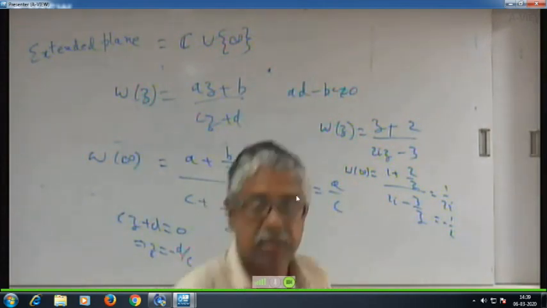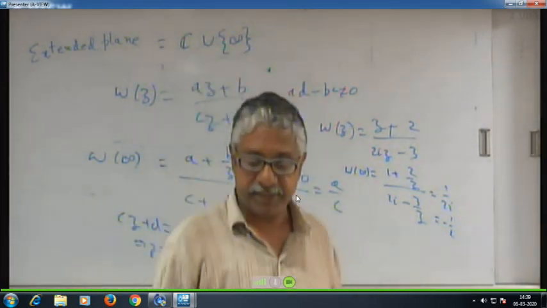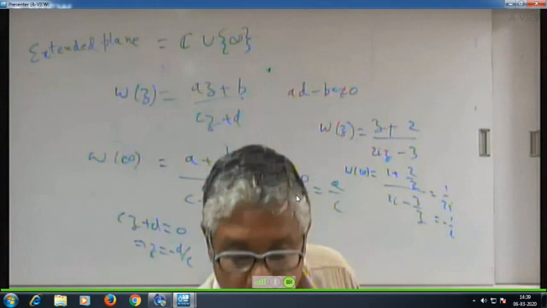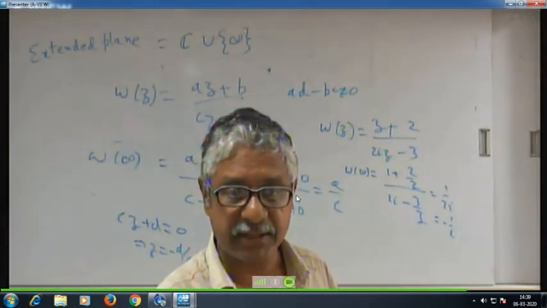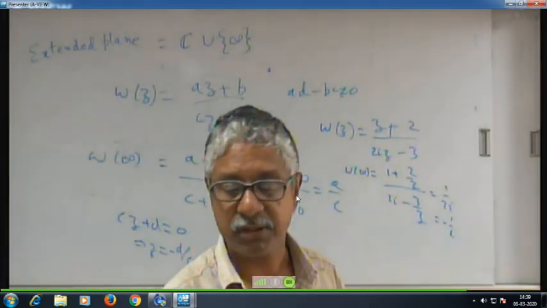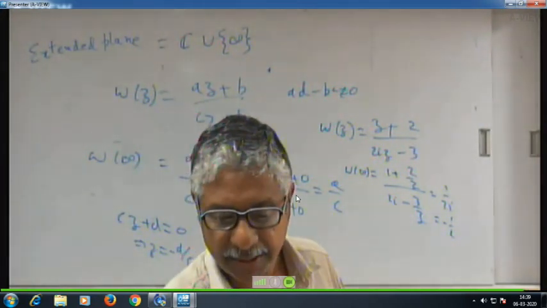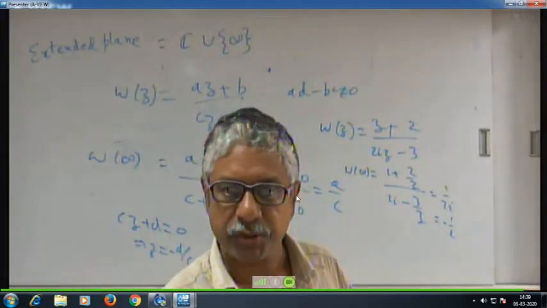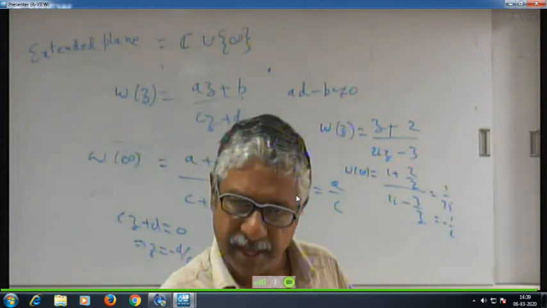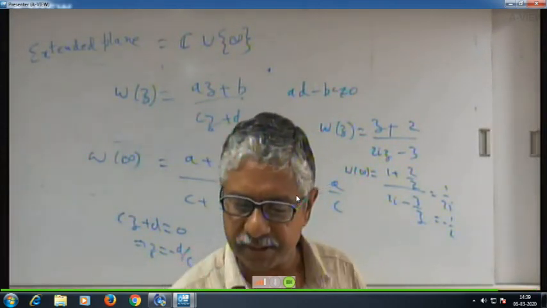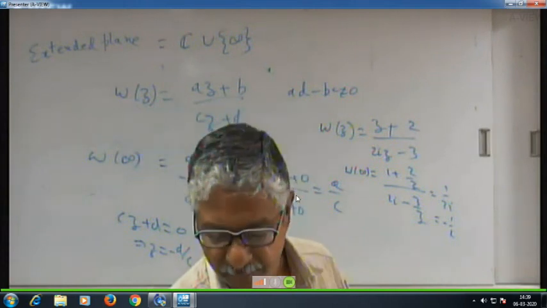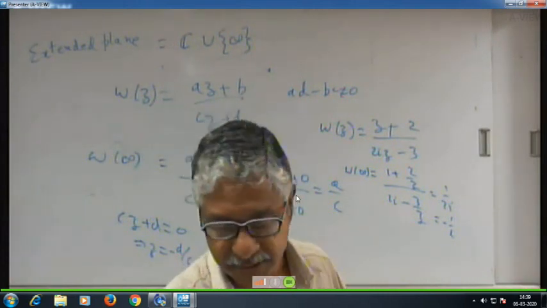Bilinear transformation under the extended plane. The first thing is, I wanted to know where infinity goes under a bilinear transformation, which you can see on your screen, that it goes to a by c. And the next question is, what comes to infinity? That means, if the image is infinity, what is the pre-image? The pre-image happens to be minus d by c. That can be infinity if c is 0. That's okay.